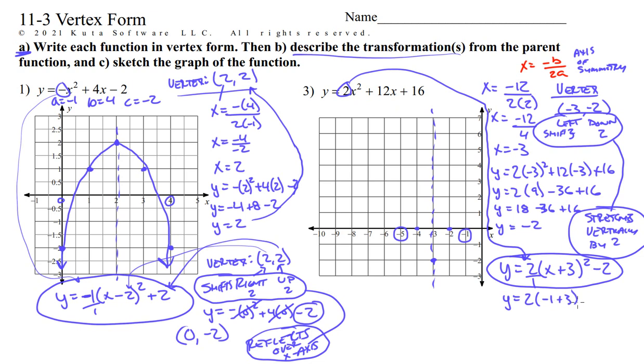Negative 1 plus 3 squared minus 2. So negative 1 plus 3 is 2, squared, minus 2. Got to square first before we multiply by 2. So this is going to be 2 times 2 squared, which is 4, minus 2. So y equals 8 minus 2, which gives us y equals 6. Okay, so at negative 1 for the x, we're going to get 6 for the y. That's a distance of 2 to the axis of symmetry, so we go over 2 more, and there's our fifth point, and then we sketch our graph.